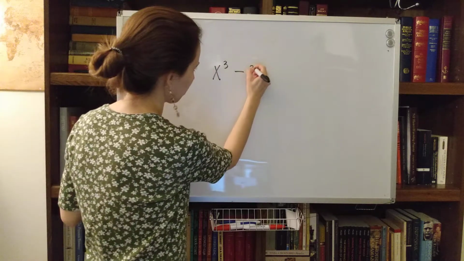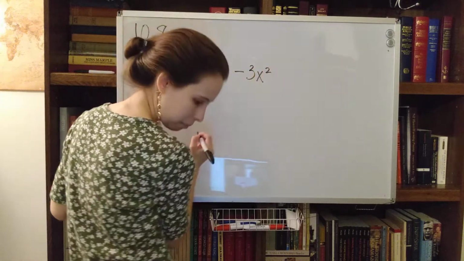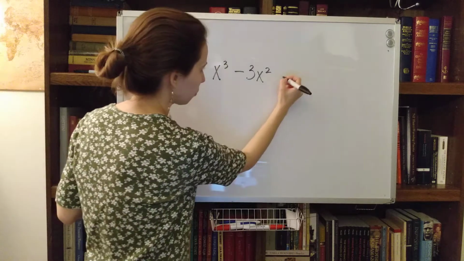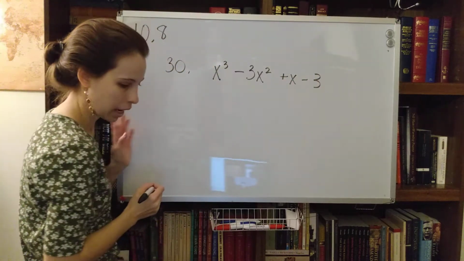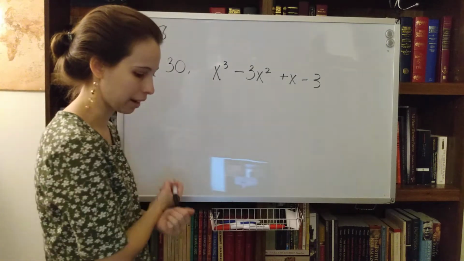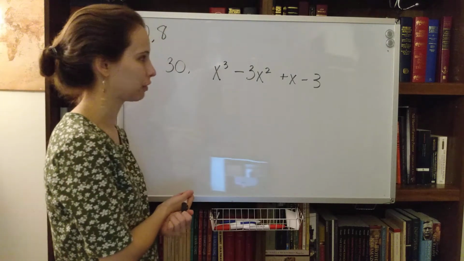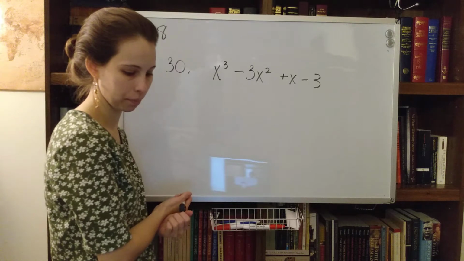minus 3x squared plus x minus 3. If you just were to look at this, you might not have any idea how to factor this. Isn't it kind of strange?